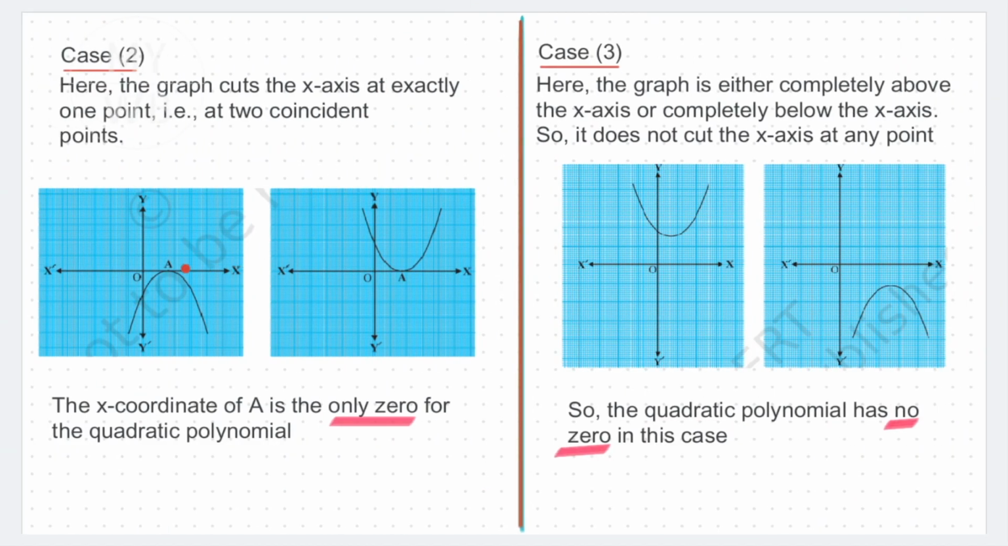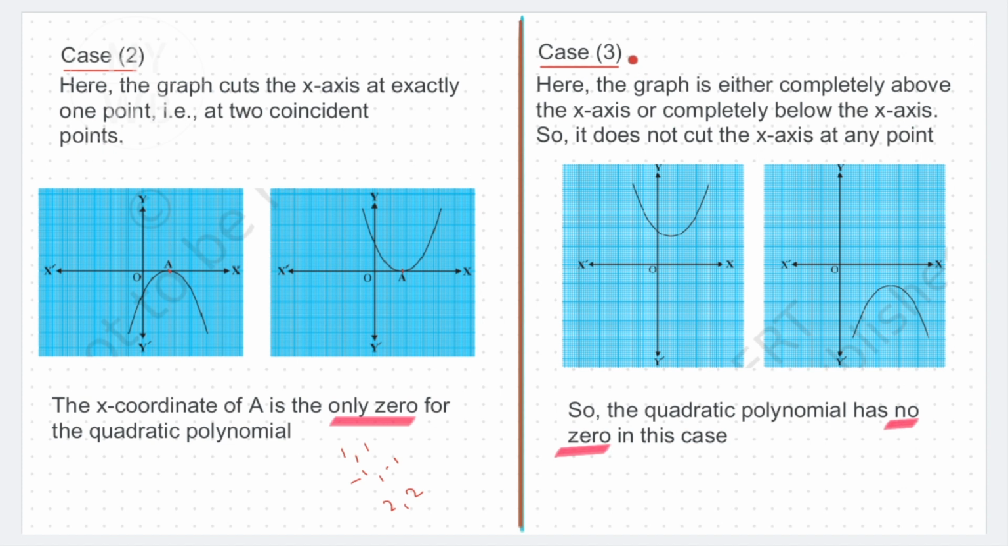Here the graph, that is the parabola, intersects the x-axis exactly at one point, or you can even say it is two coincident points, here A and here again A. So there is only one distinct zero for this quadratic polynomial. That is, the zeros will be equal to each other. It will be either 1, 1 or -1 and -1, 2, 2 and so on. So you have just one distinct zero for such graphs.